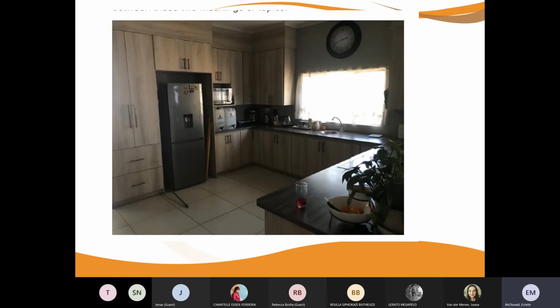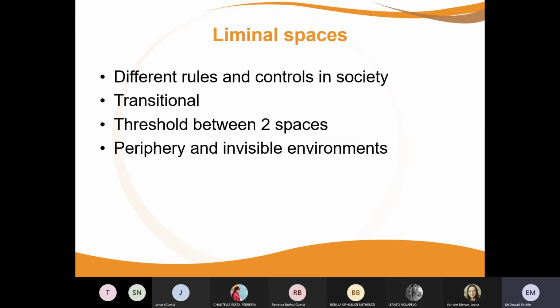All right. Yeah, that is a kitchen. A lot of you discussed kitchens as a feminine space, and that's good. That is correct. All right, then liminal spaces. Liminal spaces in general were answered better than gendering of spaces. So liminal spaces have different rules and controls in society. It's a transitional space.